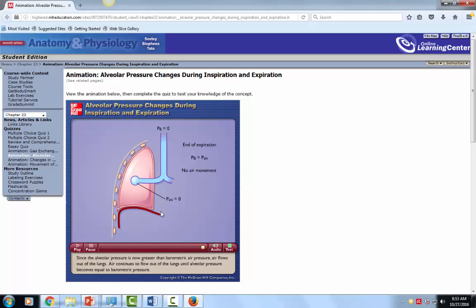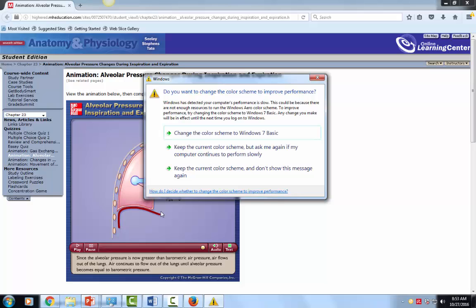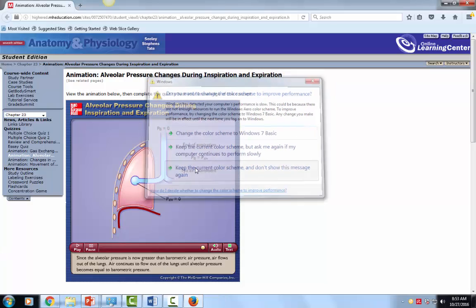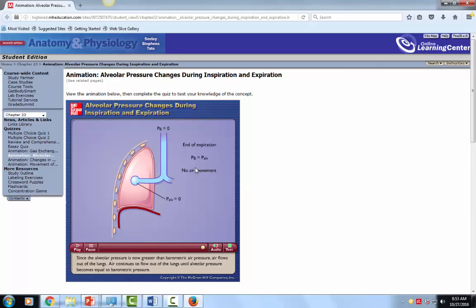Then when we exhale, when the muscles of the thorax and the diaphragm relax, that causes the chest cavity to decrease in volume, which will increase the intrapulmonary pressure. So during expiration, the intrapulmonary pressure is greater than atmospheric pressure, and that's going to cause air to flow from inside the lungs to the outside of the lungs. And then at the end of expiration, what stops the flow of air out of the lungs is when those pressures become equal. So the driving force of air in and out of the lungs is pressure changes.